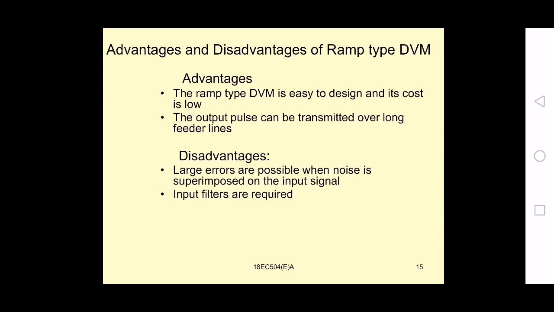And the disadvantages: large errors are possible when noise is superimposed on the input signal. For that purpose, input filters are required. There are no filters here, so whenever noise is superimposed on your input signal, that will also be taken into consideration. So large errors are possible in the case of the ramp type digital voltmeter.